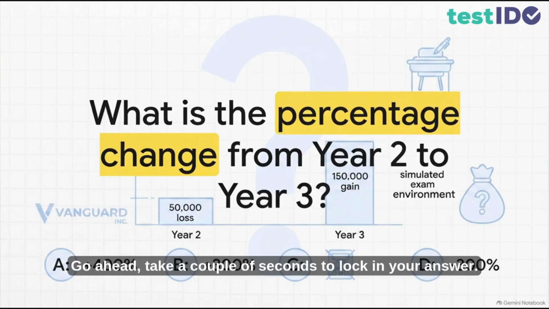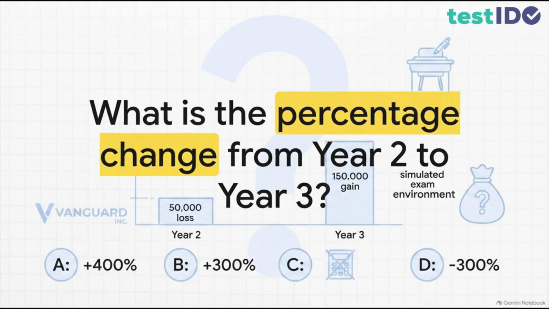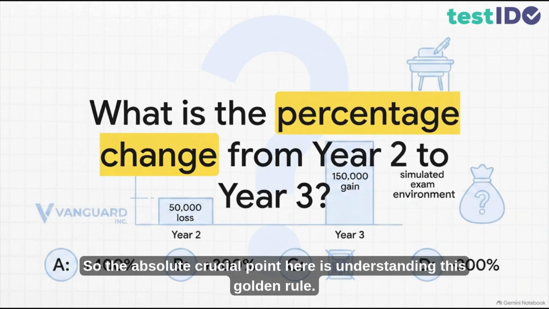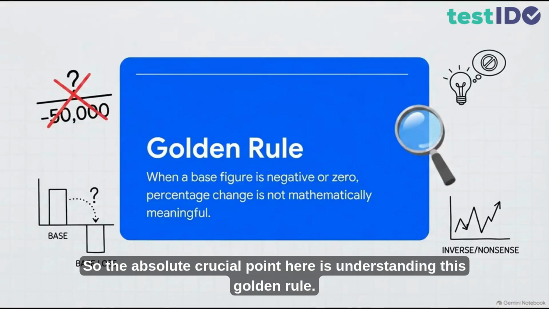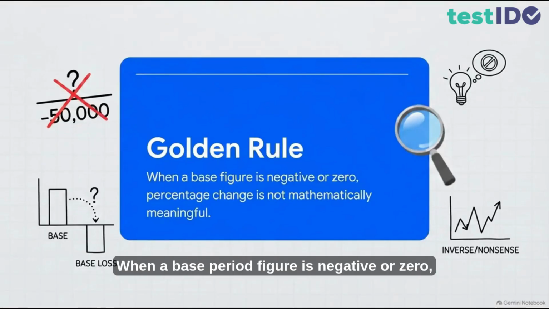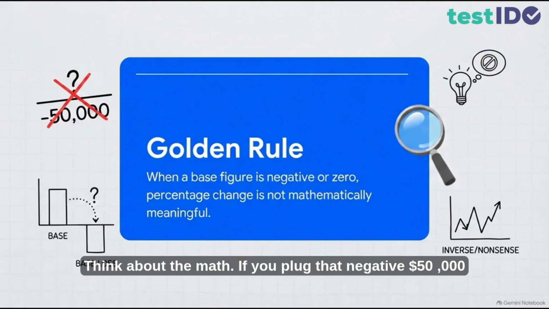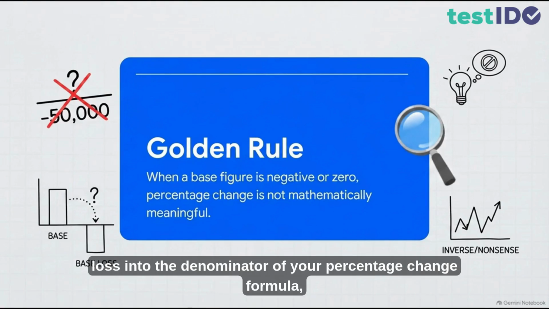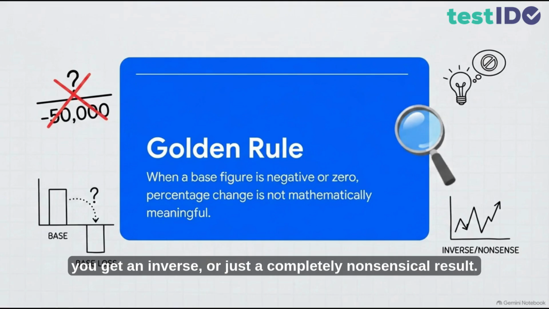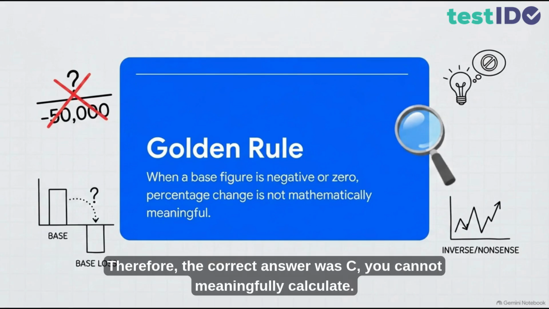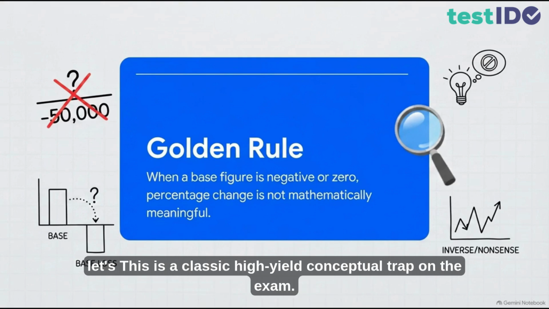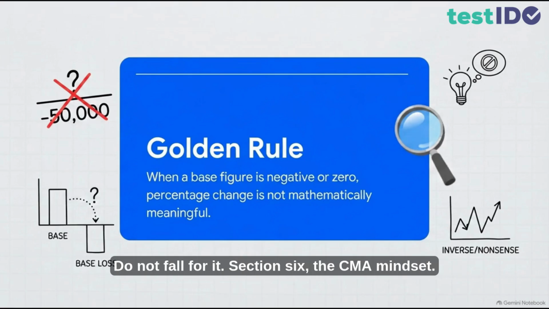Go ahead, take a couple of seconds to lock in your answer. So the absolute crucial point here is understanding this golden rule. When a base period figure is negative or zero, traditional percentage change calculations are not mathematically meaningful. Think about the math. If you plug that negative $50,000 loss into the denominator of your percentage change formula, you get an inverse or just a completely nonsensical result. Therefore, the correct answer was C. You cannot meaningfully calculate it. This is a classic high-yield conceptual trap on the exam. Do not fall for it.